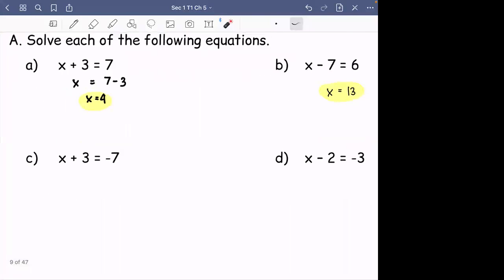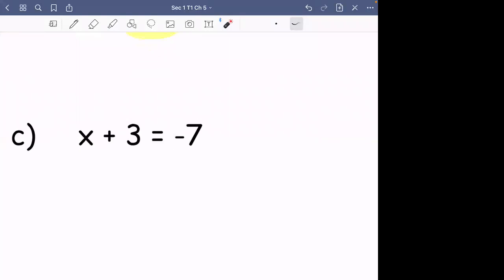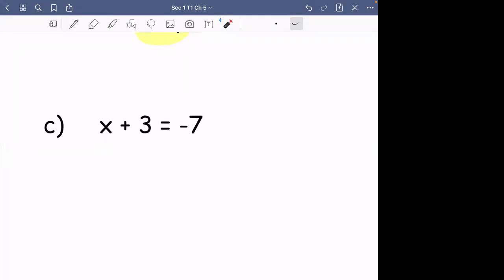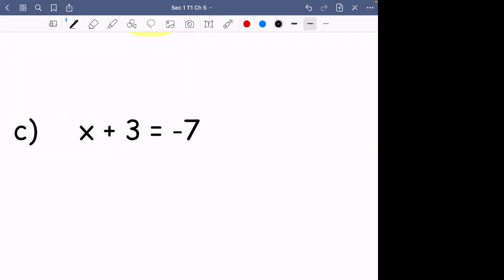How about letter C? Tisha, letter C. x equals negative 10. Negative 10, right? So this is negative 10. Now let's just show it algebraically. Let me explain this now. So your answer, Tisha, is correct. So how do we get negative 10?